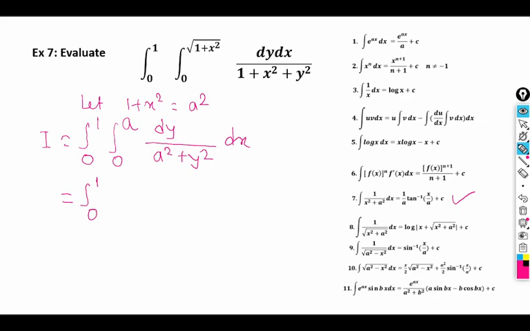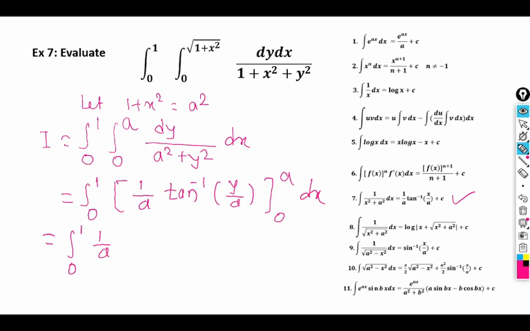Now the integral of 1 upon a square plus y square by formula number 7 is 1 by a tan inverse of y by a. That is the integral, limits 0 to a, dx as it is. So this 0 to 1 as it is, we put the limits now. So 1 by a, when we put the upper limit, tan inverse 1 we require. So a by a is 1. Tan inverse 1 is pi by 4. And for the lower limit, when we replace y by 0, tan inverse 0 is 0. Is that clear?